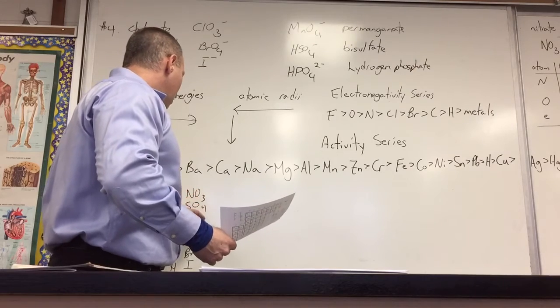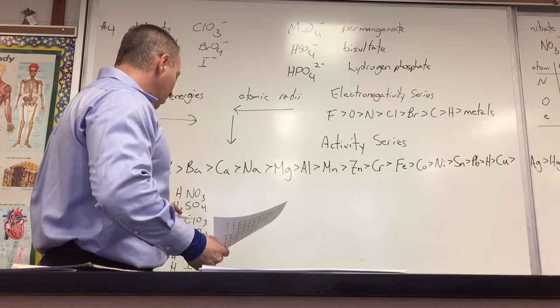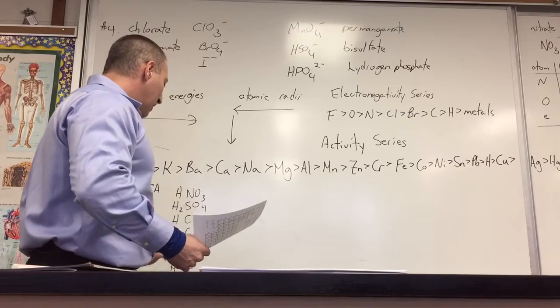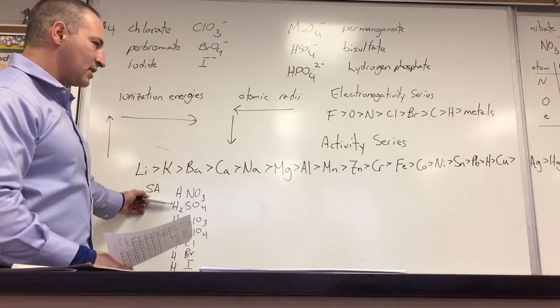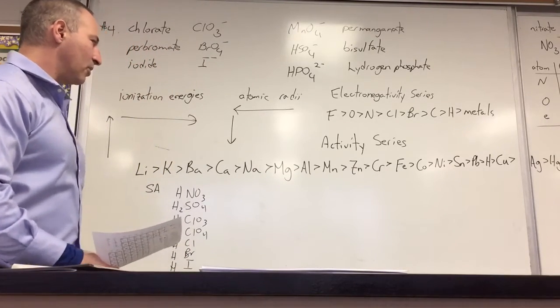And it goes 3, 4, 3, 4. Nitric, sulfuric, chloric, perchloric, hydrochloric, hydrobromic, hydroiodic acid. Only one of them has 2 hydrogens. All the other ones are monoprotic.